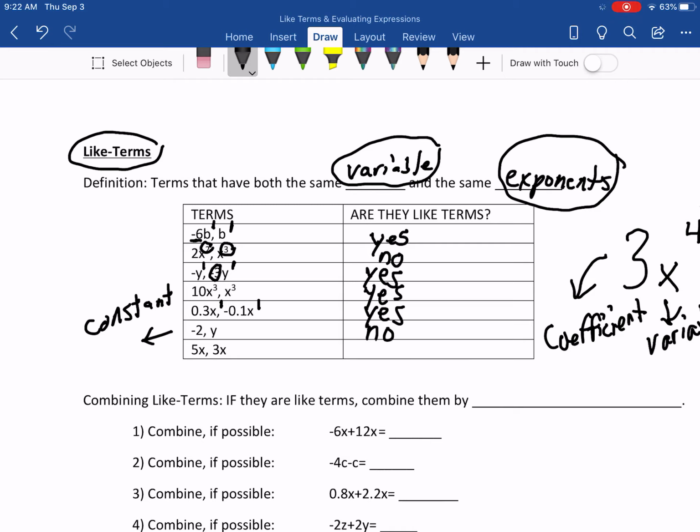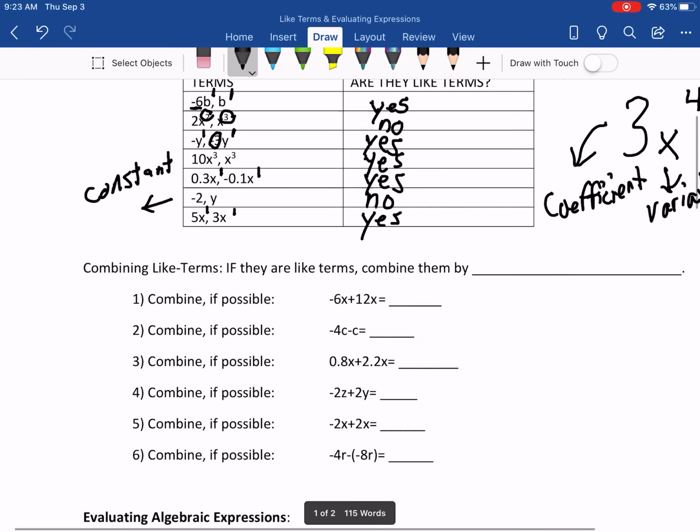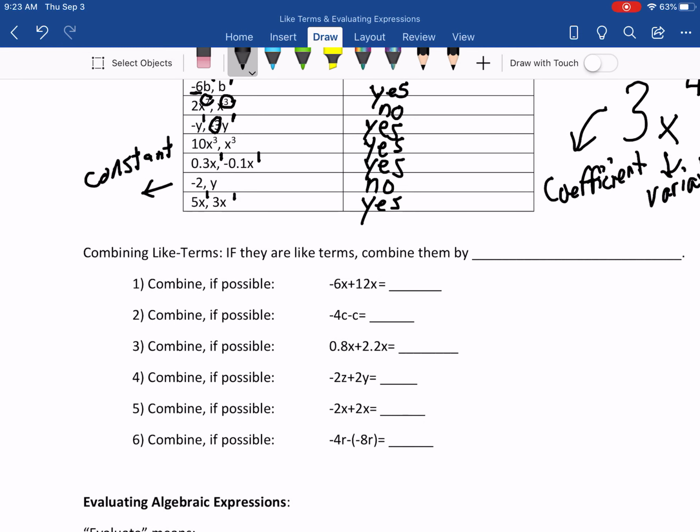Last one, 5x and 3x. Same variable, yes, they both have x's. Same exponents, yes, they both have those ones understood to be up top. So yes, they are like terms. Okay, so that's identifying like terms.